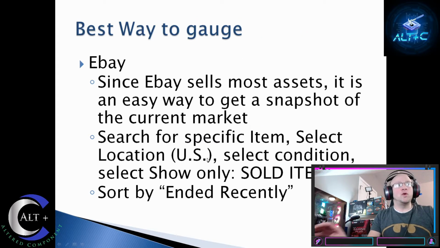The best way to gauge the current market value is eBay. Since eBay sells pretty much all assets, it's an easy way to get a current snapshot of the marketplace. You can search a specific item, select the location, select the condition. We're going to select show only the sold items, and then we'll sort by ended recently.